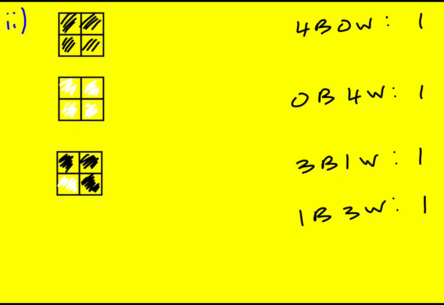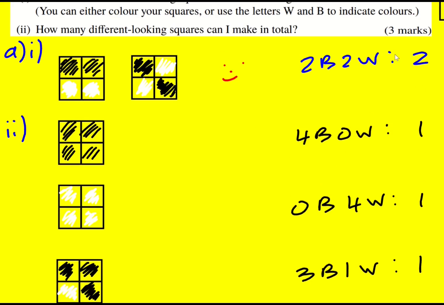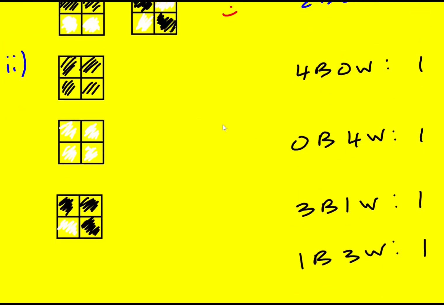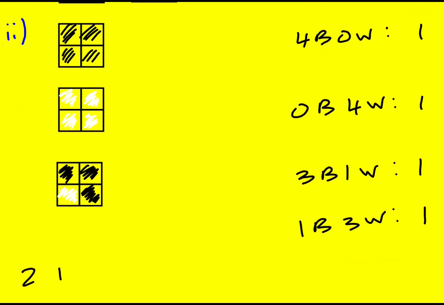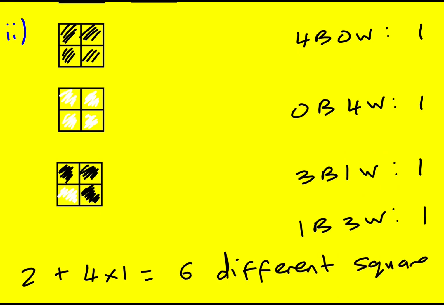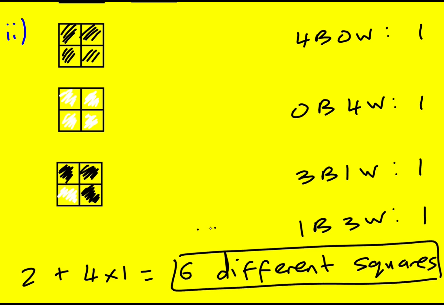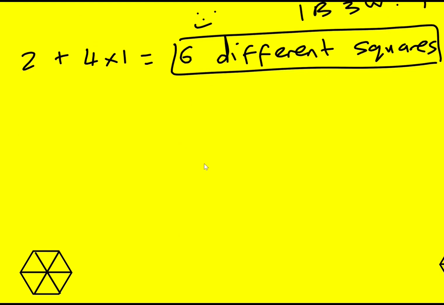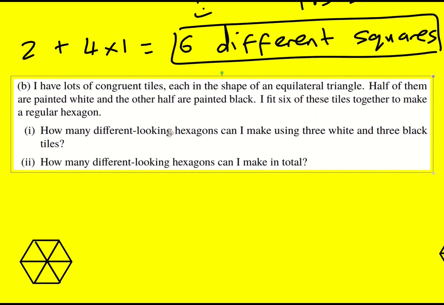One possibility. So in total, there's going to be the 4 that we've got here and the 2 that we had before. How many different squares? 2 plus 4 lots of 1, 6 different squares. Nice one. Let's take a look at the next part of the question.